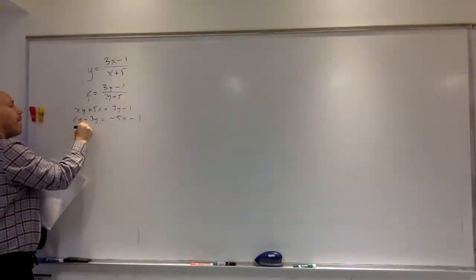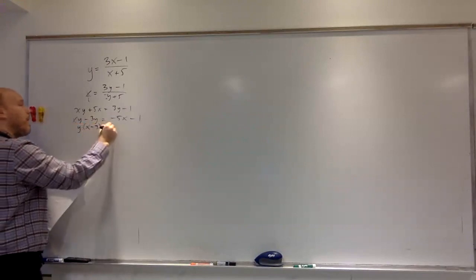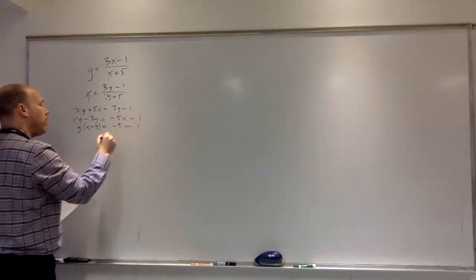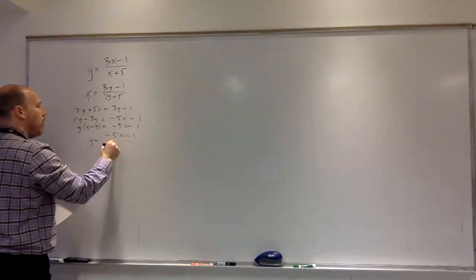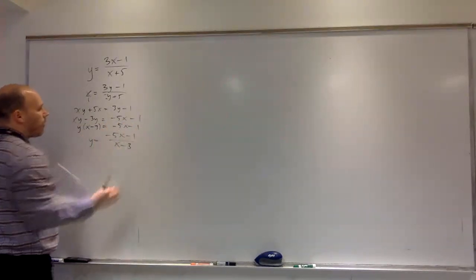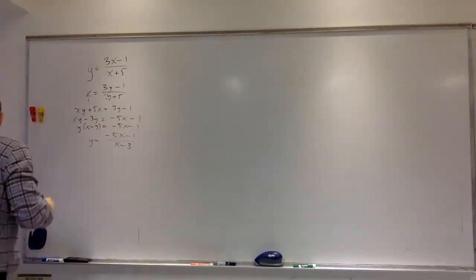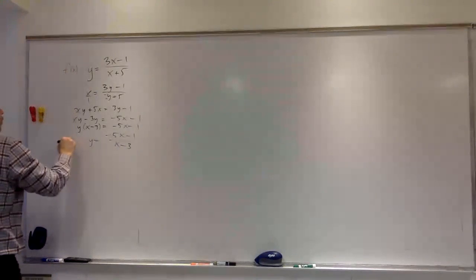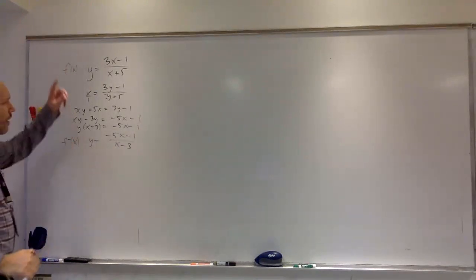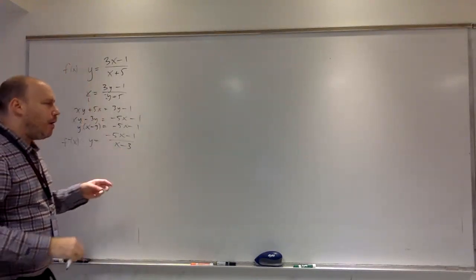Pull out the y, factor out the y. So we have negative 5x minus 1. And y equals negative 5x minus 1 over x minus 3. So this is the function. This is the inverse. We're going to be studying rational functions in a bit.